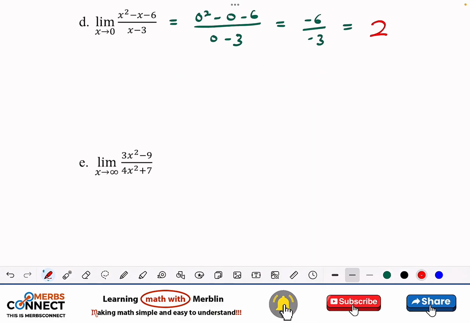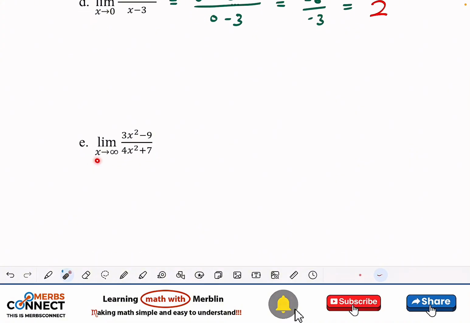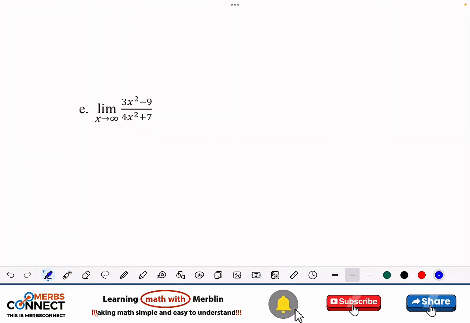Good. Now we have E here. Again, x is approaching infinity. So we are thinking of horizontal asymptote. So if this is a horizontal asymptote, we're thinking of the degree of the numerator being the same as the degree of the denominator. So it means that this should be equal to the coefficient of this divided by the coefficient of this. And it is true. But let's go through the right procedure. So this is limit x is approaching infinity.